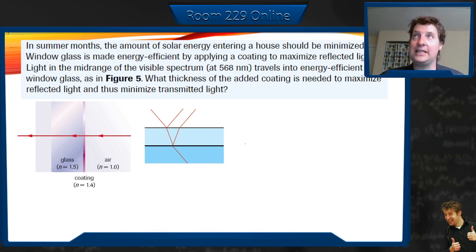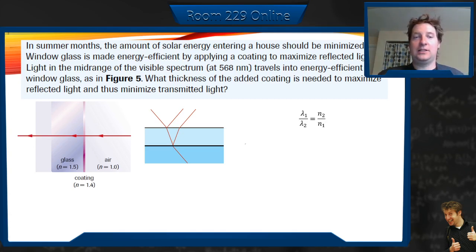This is going to be slightly different than the example we just did with a soap bubble. This is going to have a thicker medium at the bottom. So there's going to be a phase change at the first surface and a phase change at the second surface. So we're going to have to be a little bit more careful here.